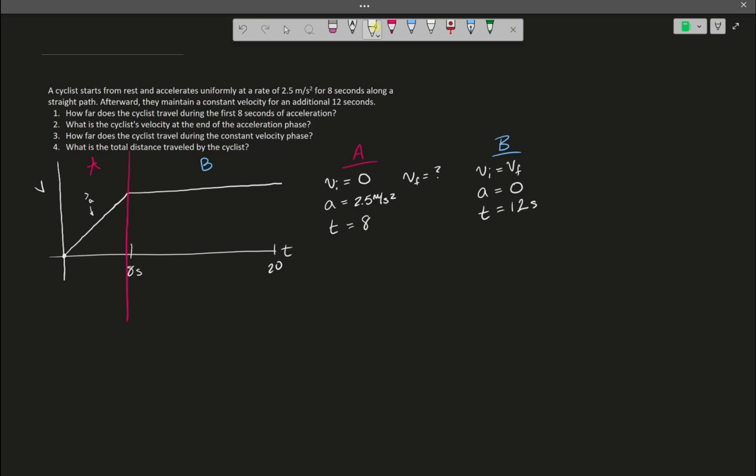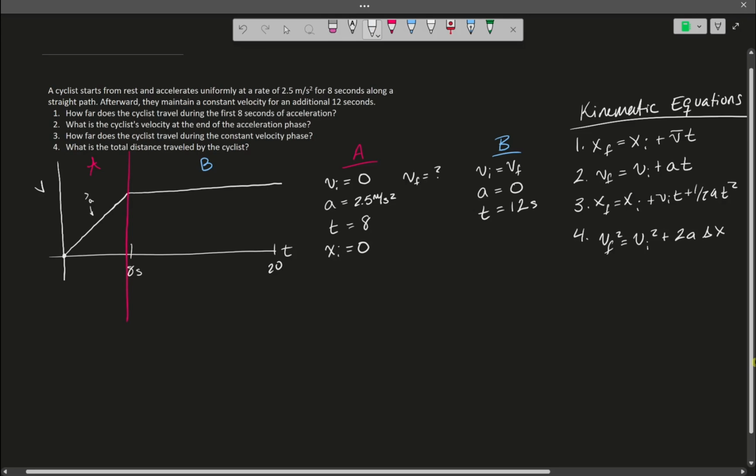I can also add some additional information. I know that my initial position is going to be 0, because I'm just going to make the initial position 0. And I know that they're going to be moving forward in the positive x direction this entire time. So this is going to be a kinematics problem, and I'm going to go ahead and write down my kinematic equations.